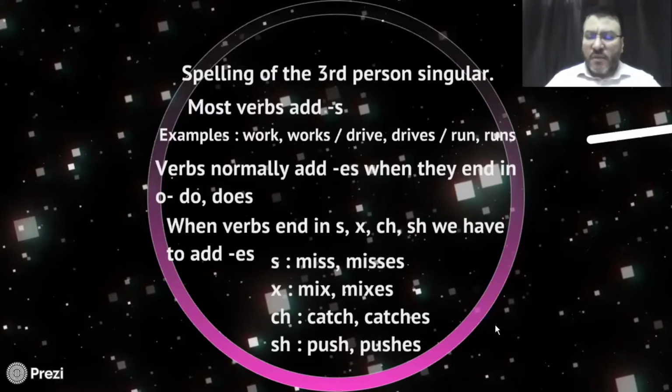مرة تانية معظم الأفعال بتاخد s مع ضمير الغائب اللي هو he or she or it، أو بتاخد es إذا كان الفعل بينتهي ب o أو c أو s أو ch أو sh or x. Okay, and here are the examples in front of you.